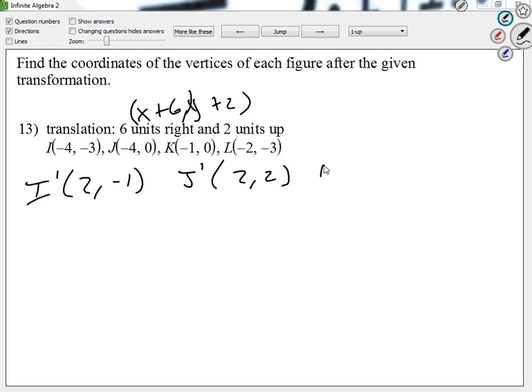What do you get for K prime? 5, 2. What do you get for L prime? 4, negative 1. Nice. So you have to know your rules. If you need the rules, I have them on the board, and they will be there on the board tomorrow. Any questions up until number 18? 15?